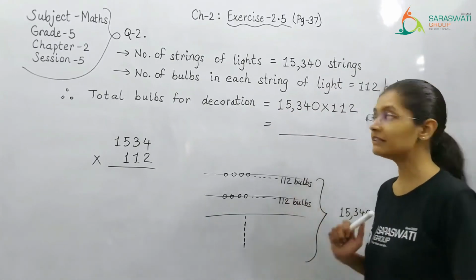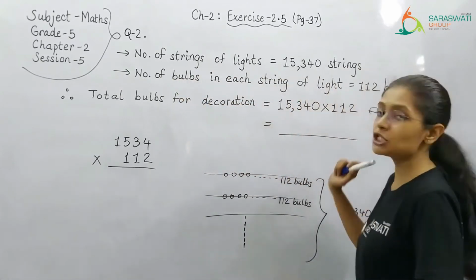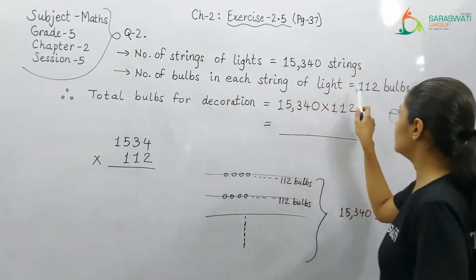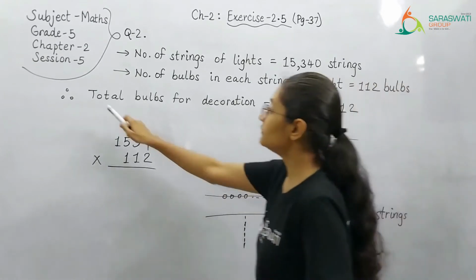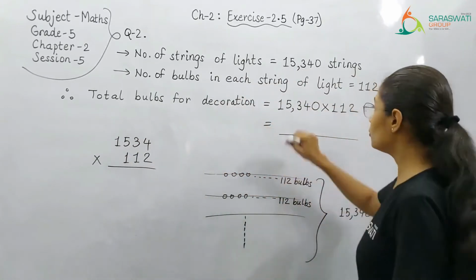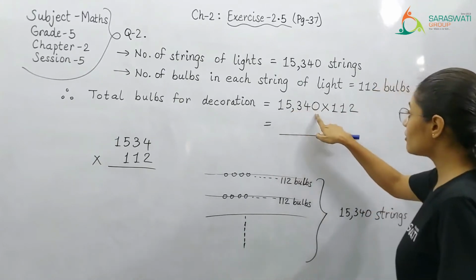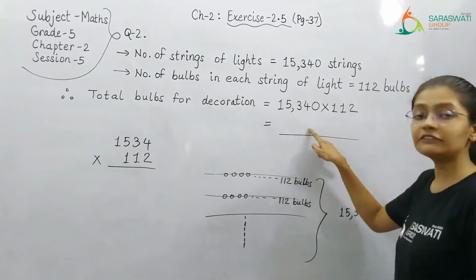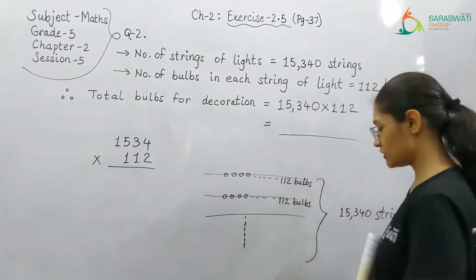So we will write the statement in this manner. Number of strings of lights is equal to, और यहाँ पे number mention करेंगे, right? Then number of bulbs in each string of light is equal to, और यहाँ पे number mention करेंगे, right? And then final statement there for total bulbs for decoration is equal to, और यहाँ पे दोनों numbers को multiply करेंगे. So we will write that over here. 15,340 multiplied by 112, right? और यहाँ पे क्या आंसर आएगा? The product of these two numbers. So let us perform multiplication.